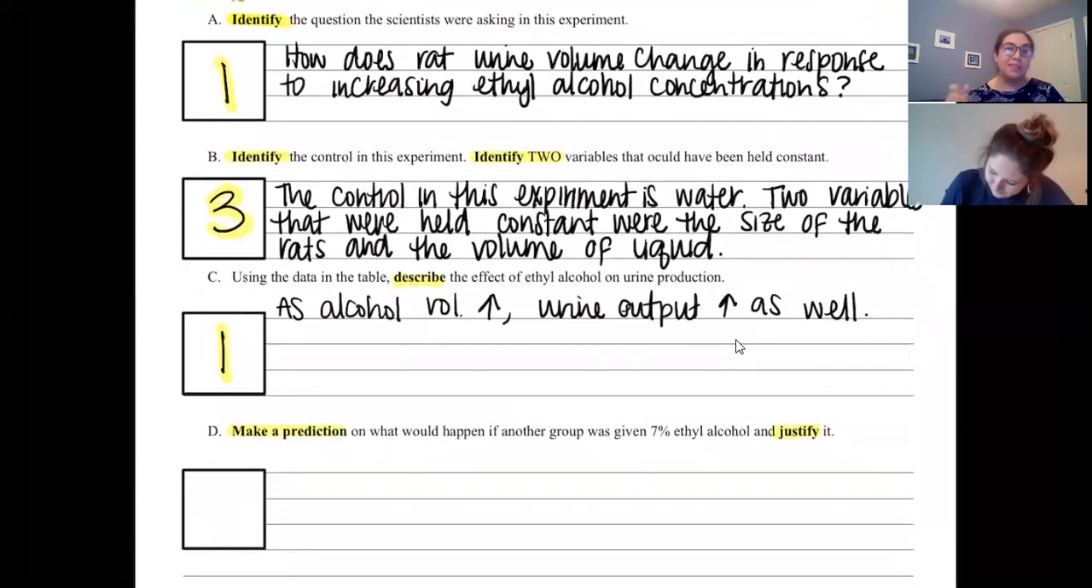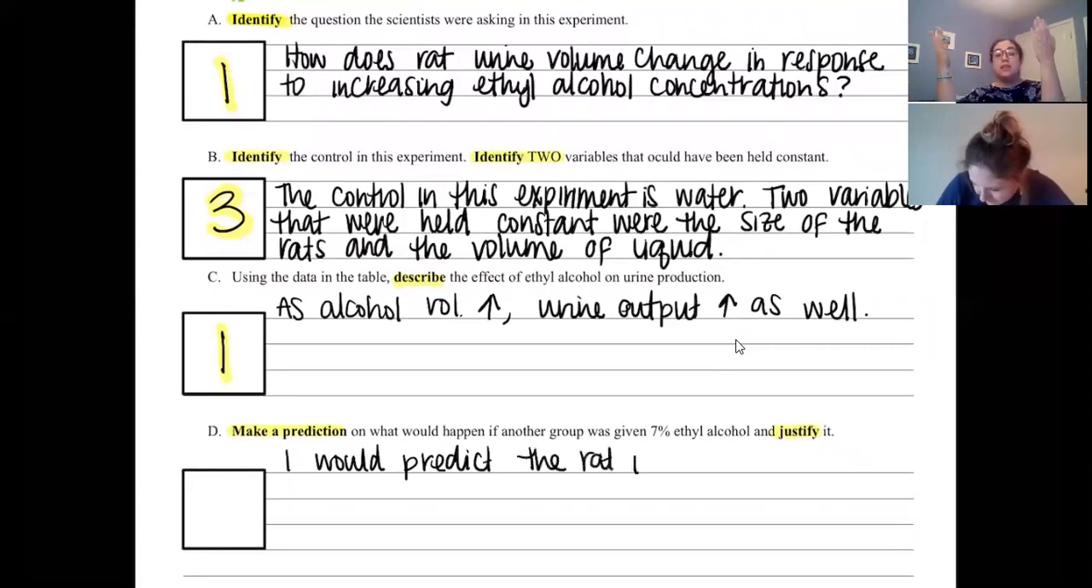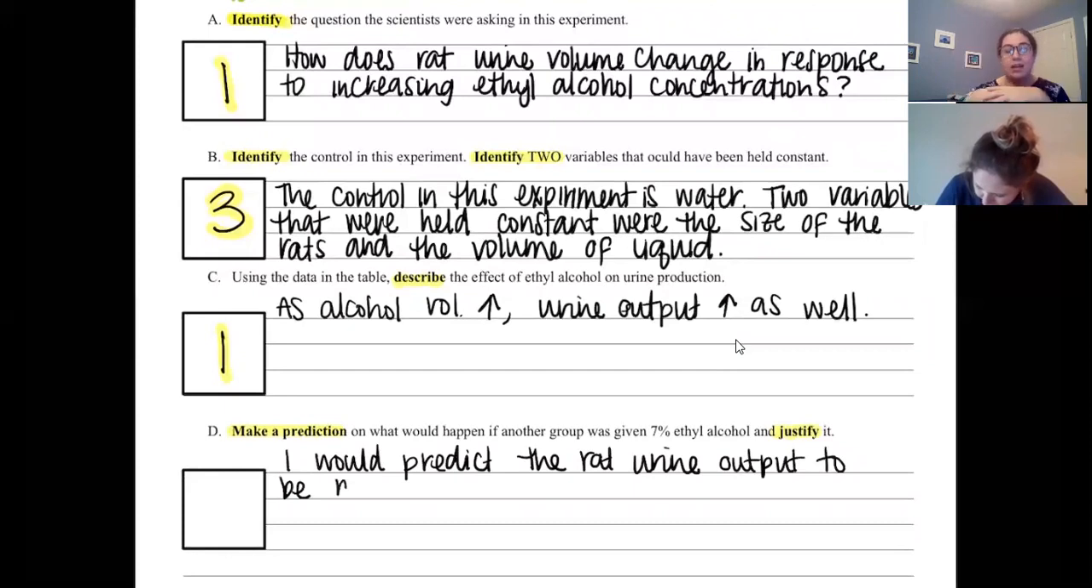That's your prediction based on what you see in the data. I would expect that the rat urine output increases. And so any number, just make a prediction, even if it's a number like, well, 4.8, is that more than 4.7? Yes, then it gets the point. Any number larger than what you had, that's within reason. Don't say like 1,000,000 milliliters or some crazy number. Just any number more than 4.7 milliliters is what you would expect.